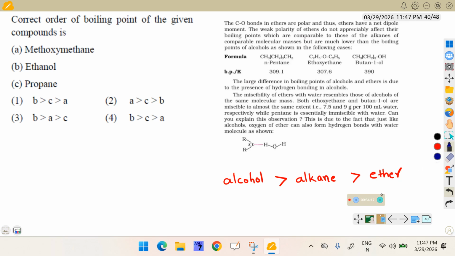Correct order of boiling point of given compounds. Methoxymethane, ether is given, alcohol is given, alkane is given. Correct order of boiling point: alcohol boiling point is more, after that alkane's boiling point, finally ether. B greater than C greater than A.